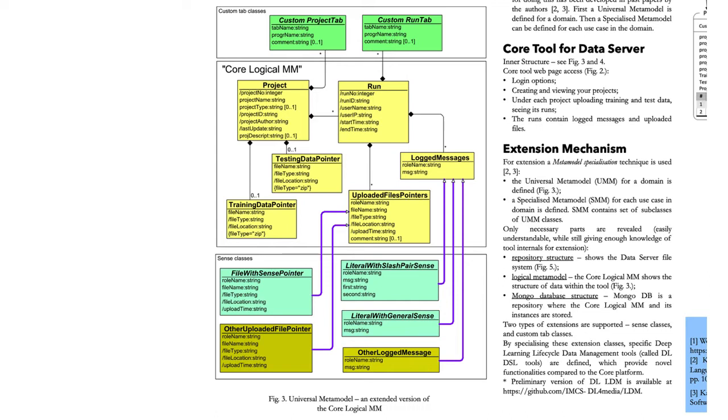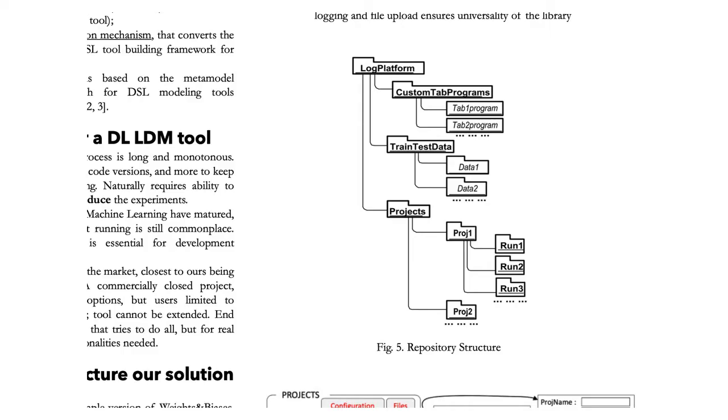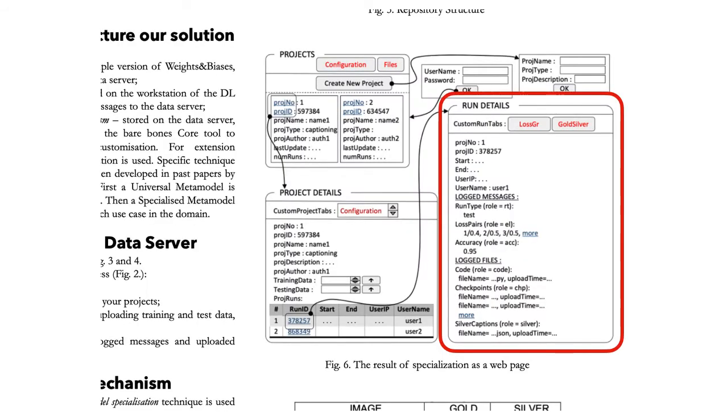There are two ways to allow extension to our program. One would be to reveal our codebase, but that will be complicated and unnecessary for the user. Instead, we reveal only crucial parts, easily understandable, but still relaying all needed information on internals: the logical metamodel, the repository structure, and the Mongo database structure, where the core logical metamodel and its instances are stored. There are two supported extension types.